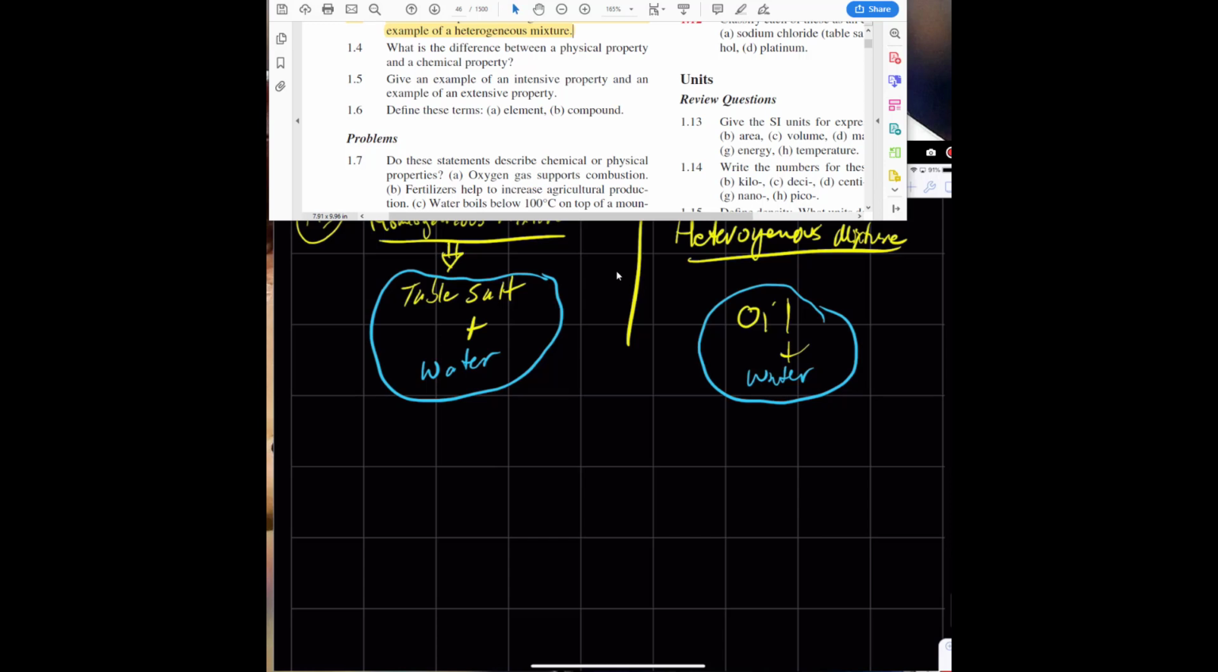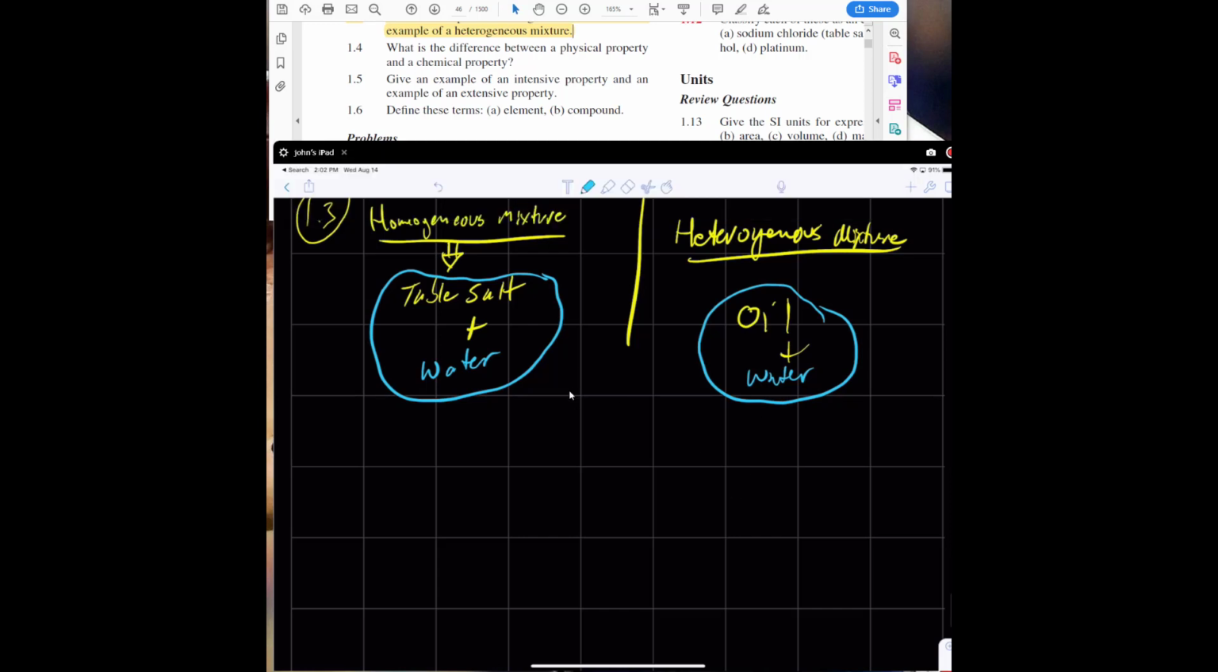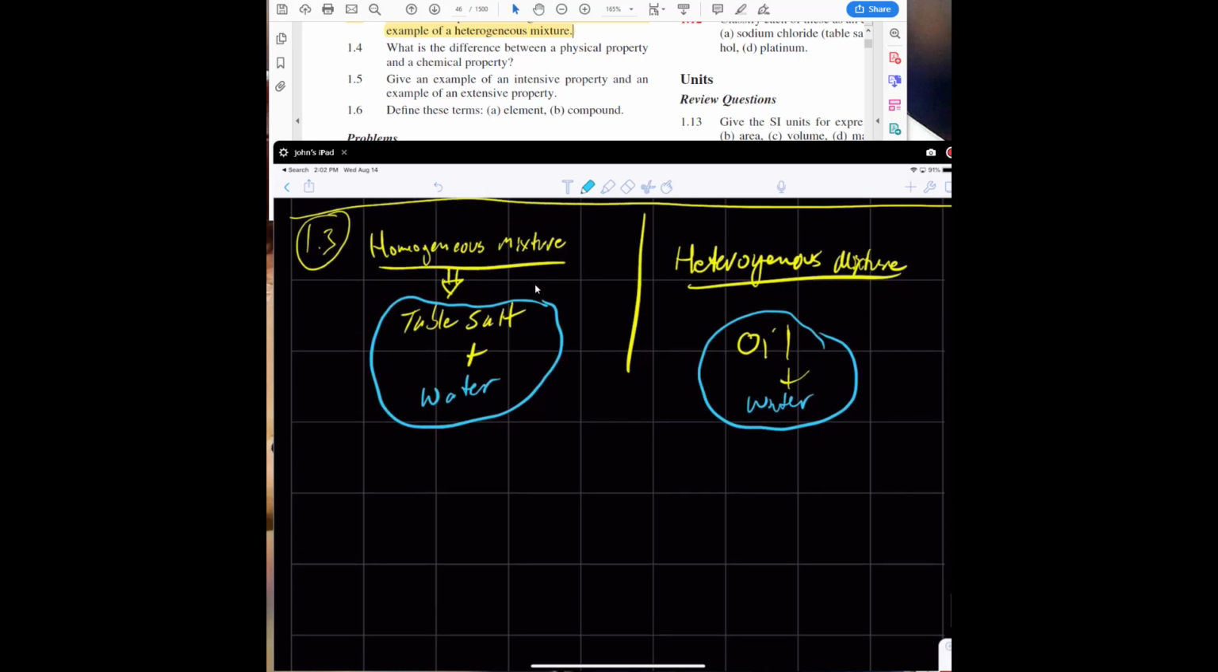But as far as the homogeneous mixture, table salt and water, once you dissolve the salt in the water, you can't distinguish the salt from the water because it's all combined into one. So that's how I would answer 1.3.